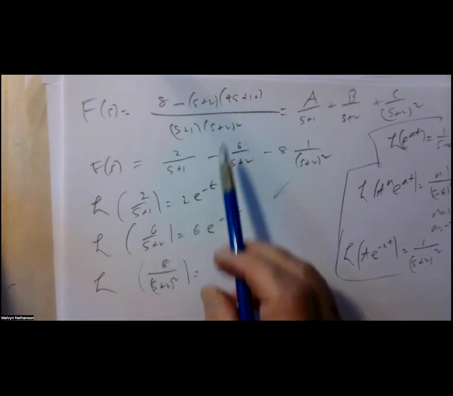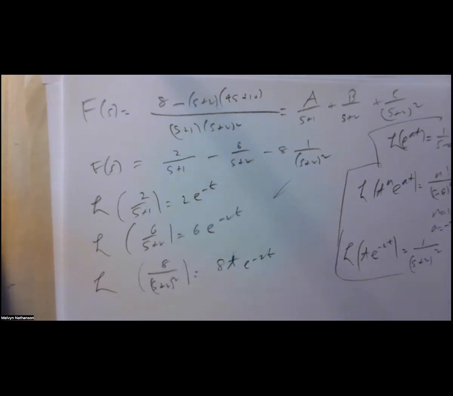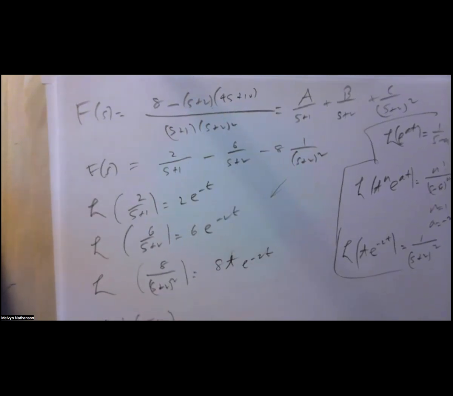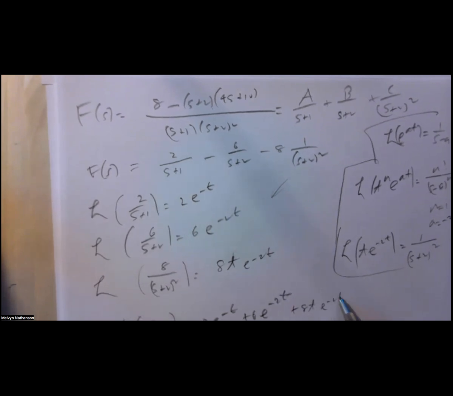So for my function F of s, the inverse Laplace transform of this function is 2e to the minus t plus 6e to the minus 2t plus 8t e to the minus 2t. And that's the answer.